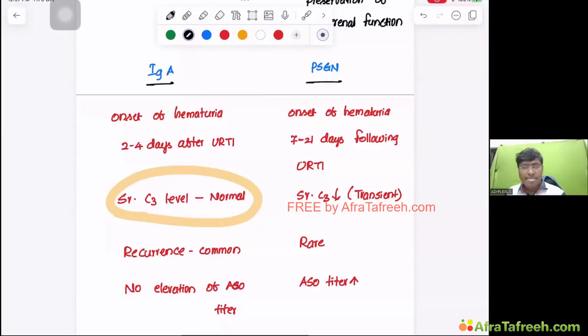In the course, they have recurrences, they have clinical exacerbations as well as remissions. The treatment is that you need to give steroids and cyclophosphamide for the initial 3 months, followed by azathioprine for a minimum of 2 years. Okay, so these are the points related to your IgA nephropathy.